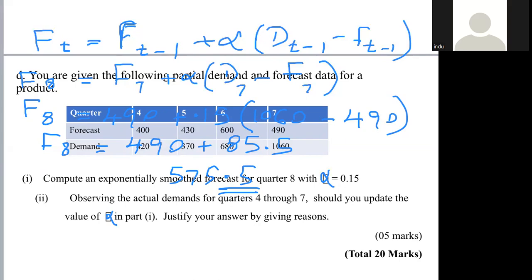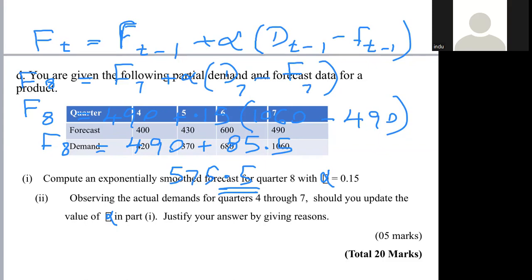Next it asks, observing the actual demand for the periods 4 through 7, should you update the value of alpha in part 1? Justify your answer by giving reasons. Okay, so we know in this exponential smoothing method, the alpha value can be determined or set up by the estimator, that means the forecaster, right?